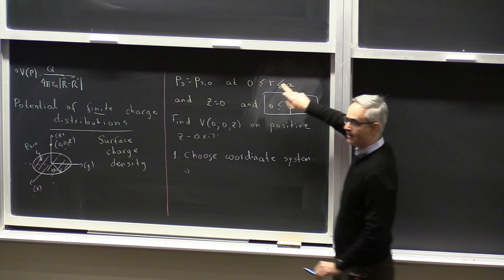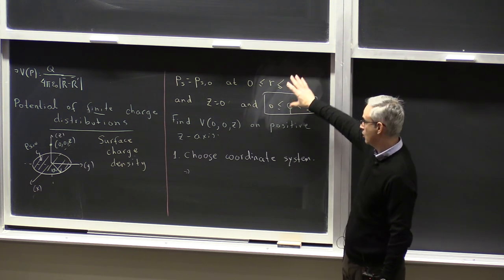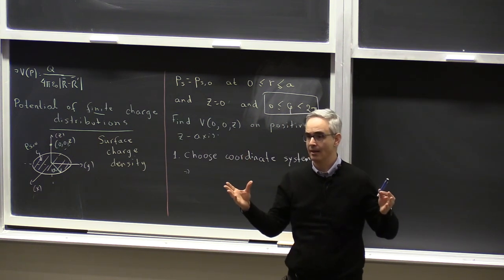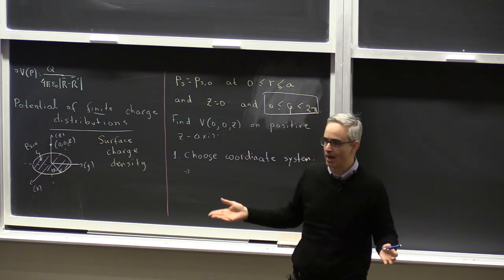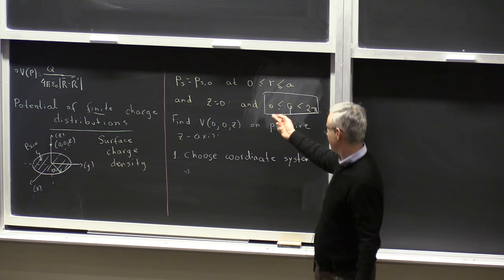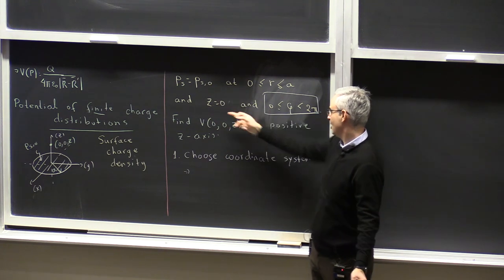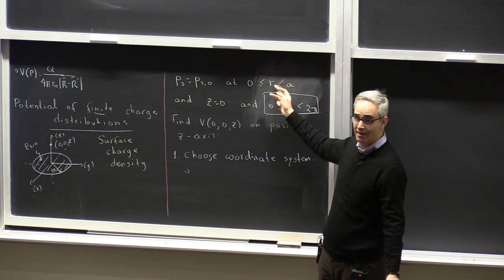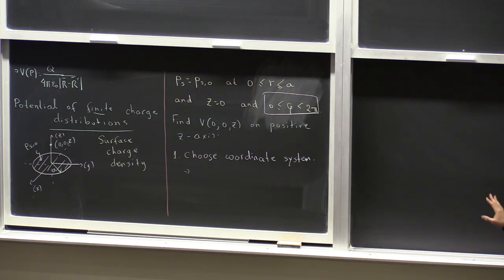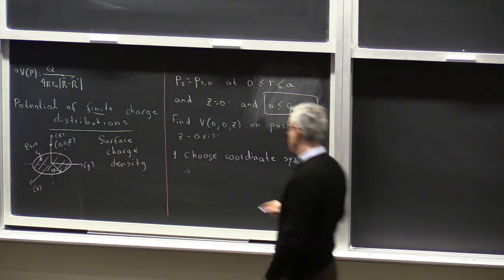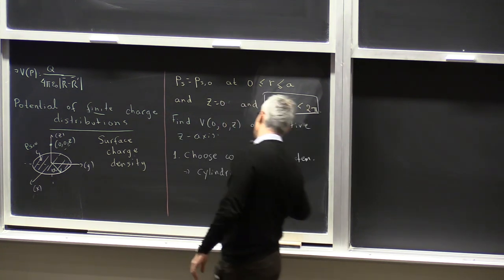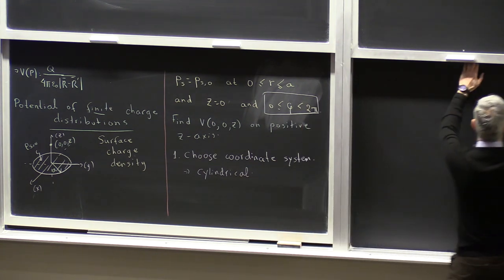You can also see the way that I described it. So you see, if I were to describe a disk with Cartesian coordinates, I would have to write x squared plus y squared less than alpha squared. Well, r is the square root of x squared plus y squared. So here, the description in cylindrical coordinates is much easier. No square roots, no squares. And therefore, I choose the cylindrical coordinate system.